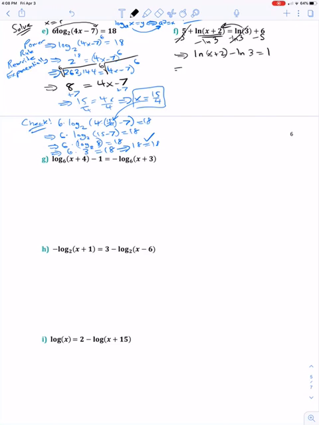And now I'm going to use the quotient rule. We've got a difference of logs. So what rule allows us to subtract logarithms? Quotient rule. So that's the natural log of (x plus 2) divided by 3 equal to 1. And then we can rewrite it. So now I'm ready to convert over. I'm going to rewrite exponentially.